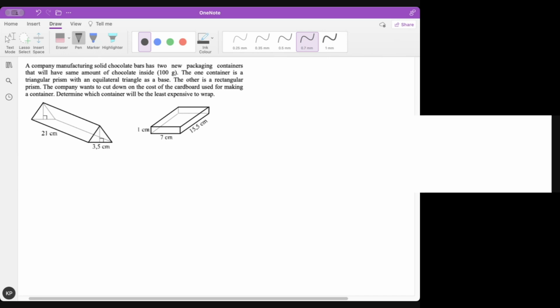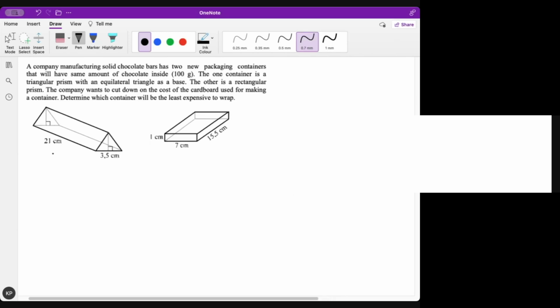What does that mean? If we have an equilateral triangle as the base, then triangles are the same, but what does that mean about the actual triangles? What is equal, Maureen? You're on the right track. The sides. Okay, so this one at the bottom is 3.5, but so is this one, and so is this side. Great. The other is a rectangular prism.